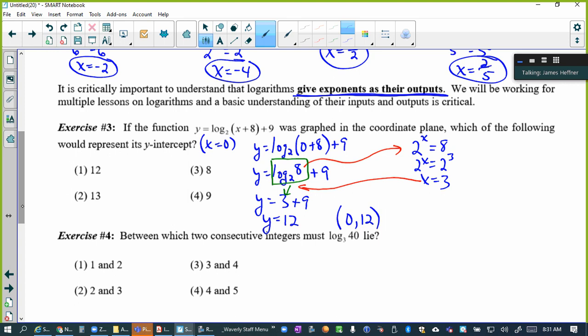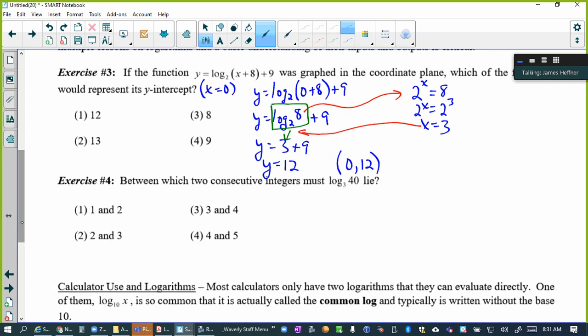Question is, between which two consecutive integers must the log base 3 of 40 lie? Consecutive means one right after the other, right? Well, let's see. What would be the equivalent exponential here? 3 is the base, so 3 to the x, to some number, has to equal 40. Well, is there any way to write 40 and 3 with a common base? No. So they just want us to estimate what that exponent has to be.